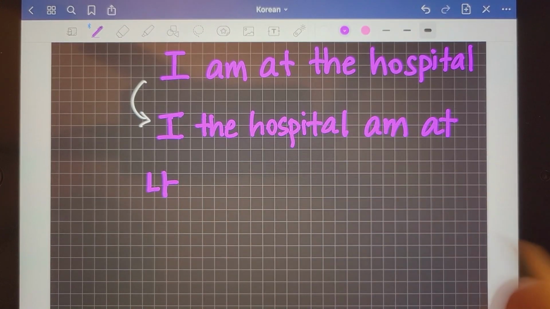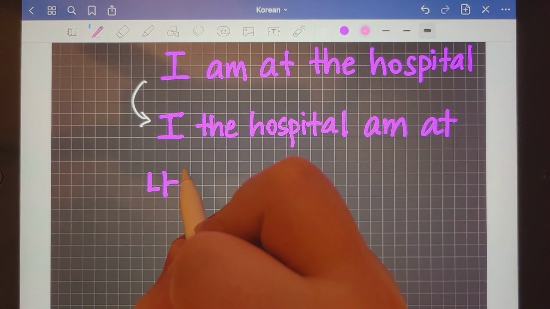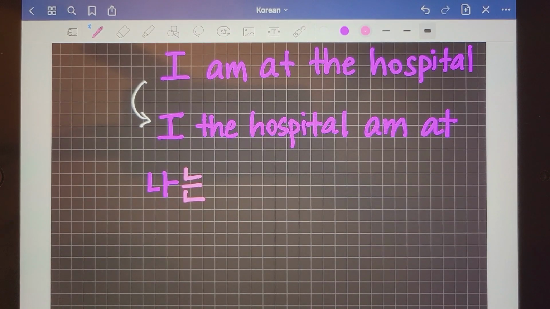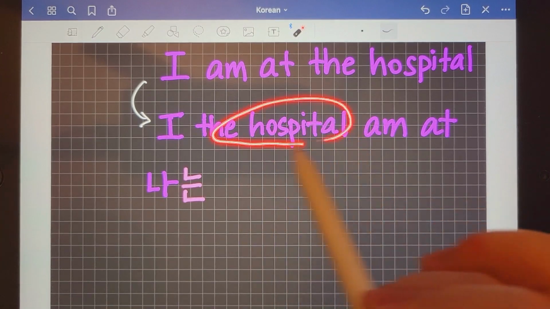Let's translate. I is na, and then the tail is un, na, nun. And what about hospital? Do you remember the word for hospital?